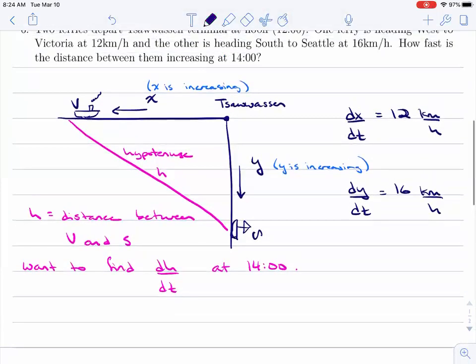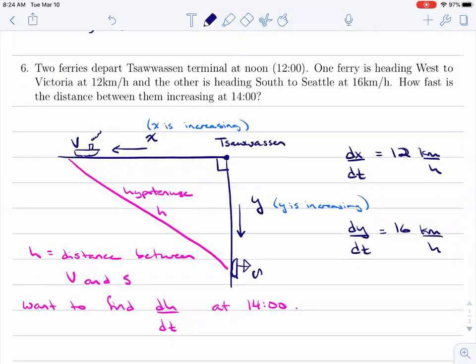So I've got this presumably right angle triangle. It's not super clear, but it is a fair assumption, right? If one's heading west and one's heading south, there's no reason to think that it wouldn't be a right triangle. So how can I relate x, y, because I know those rates? I know dx dt, I know dy dt. How can I relate x, y, and h? Well, x squared plus y squared equals h squared, right?